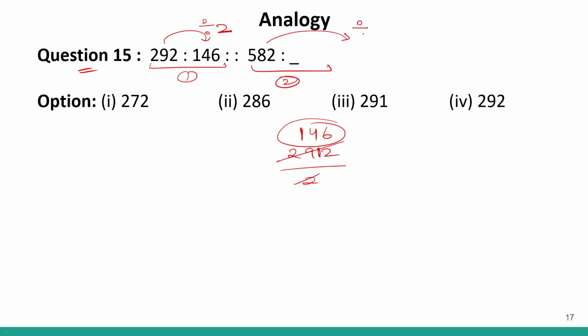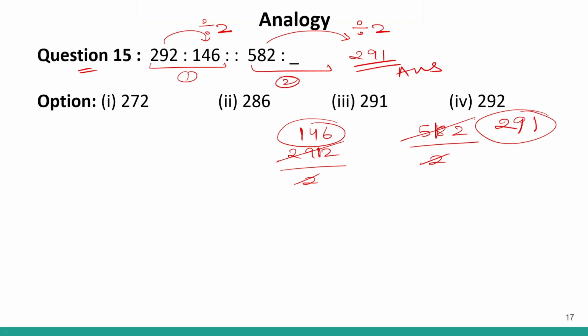I'll divide it by 2. So if I divide it by 2, how much will I get? 2 times 4. 1 will be carried. 9 times 18 and 1. I'll get 291. This will be my answer, which is given in option number 3. Option number 3 will be my answer, 291.